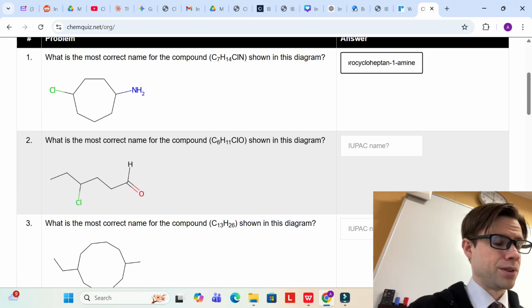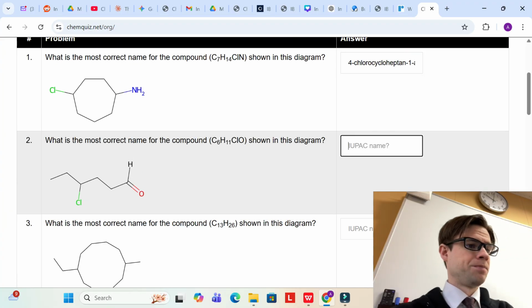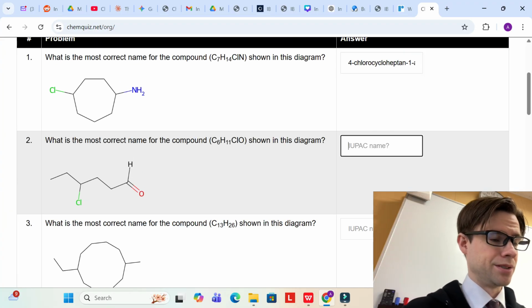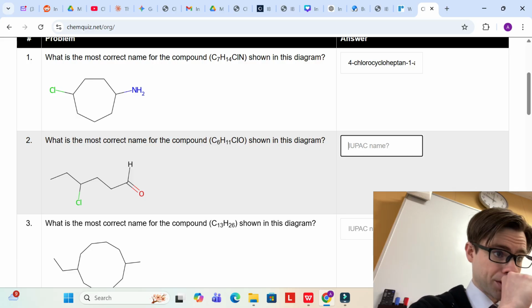I'll come back and review these one more time before I hit the submit button. You have to be very careful. It's easy to make mistakes. Number 2, what is the most correct name for the compound?